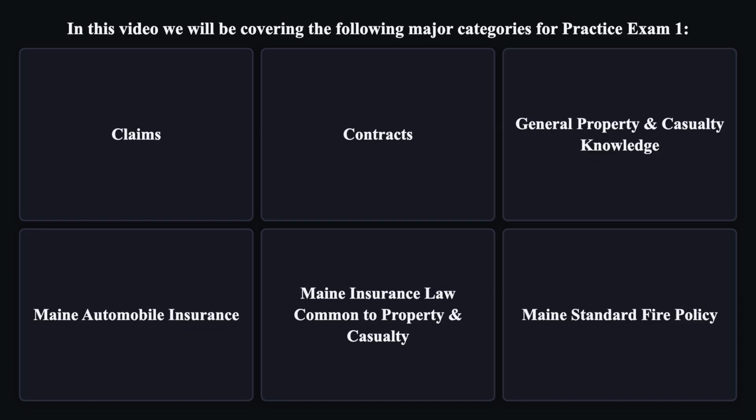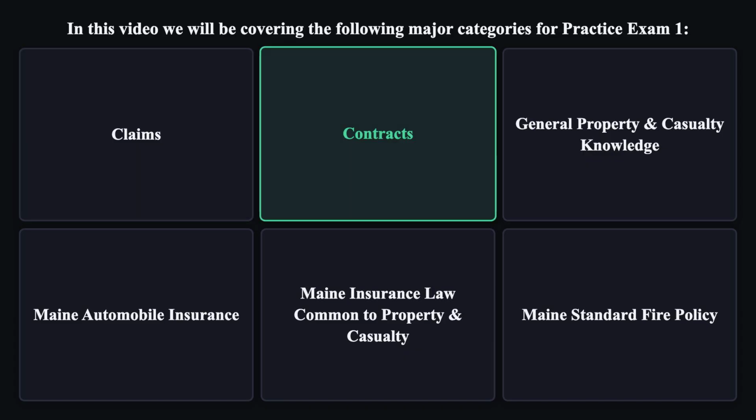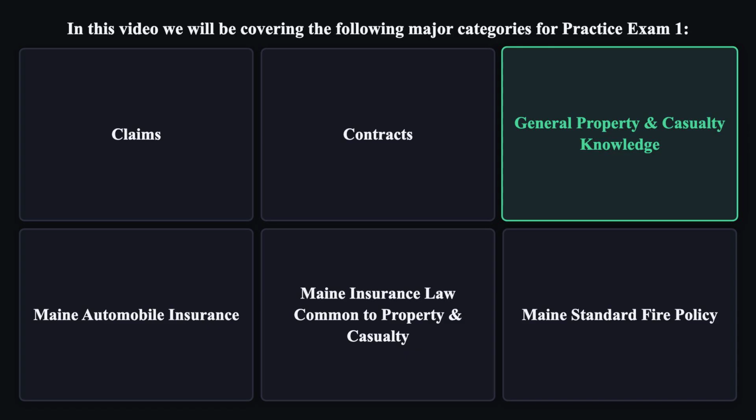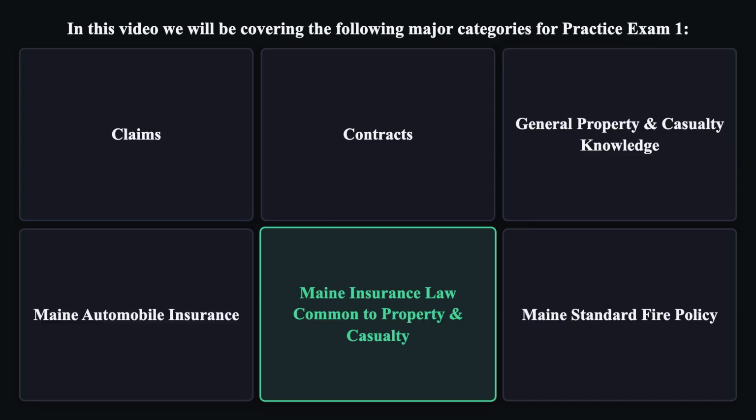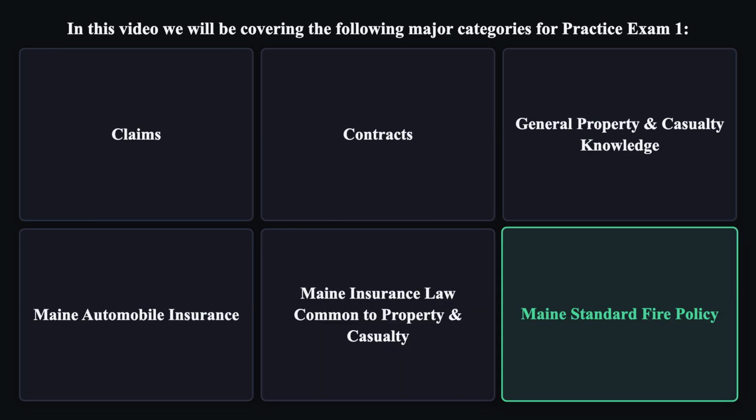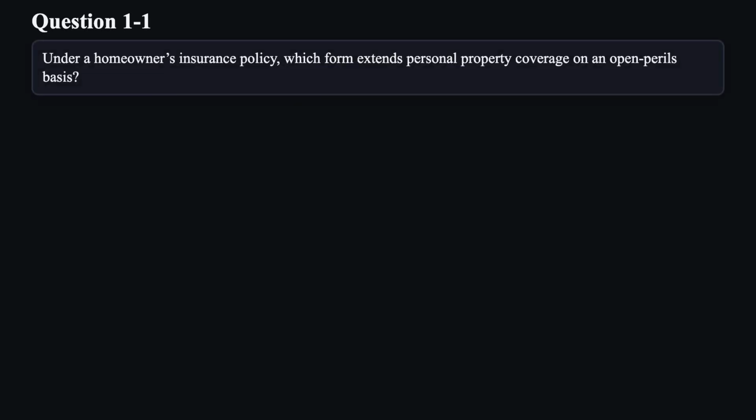In this video, we will be covering the following major categories for Practice Exam 1. Claims, contracts, general property and casualty knowledge, Maine automobile insurance, Maine insurance law common to property and casualty, Maine standard fire policy. Let's walk through the format. I'll read each question and its choices. Let's get started. Question 1.